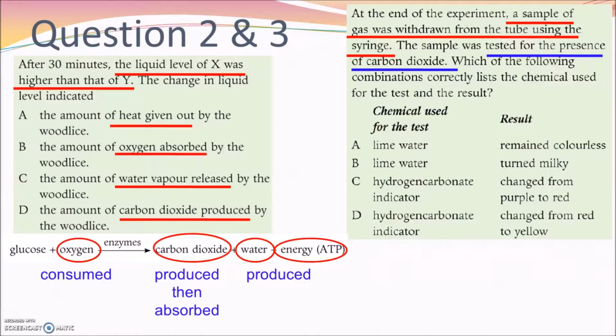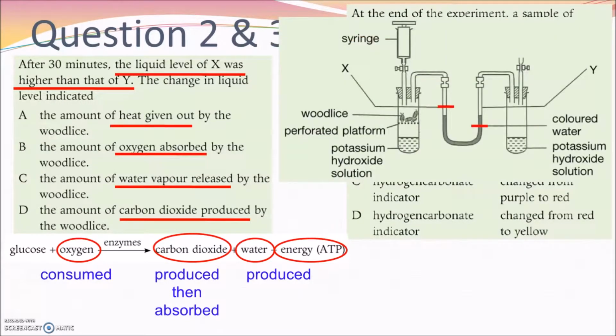So we talk about the questions. For question 2, after 30 minutes, the liquid level of X was higher than that of Y. So that means the new liquid level will be here, and the new liquid level will be here. What you think about is the air pressure on both sides. Most probably this boiling tube has a higher air pressure than this boiling tube, so the higher air pressure will push the liquid level downwards, and then this liquid level will rise. So that's the basic concept here.